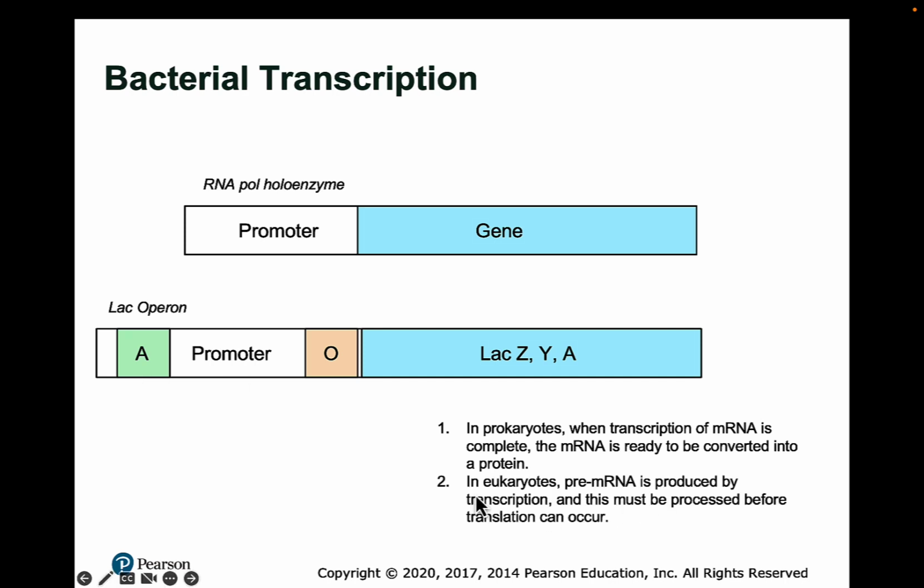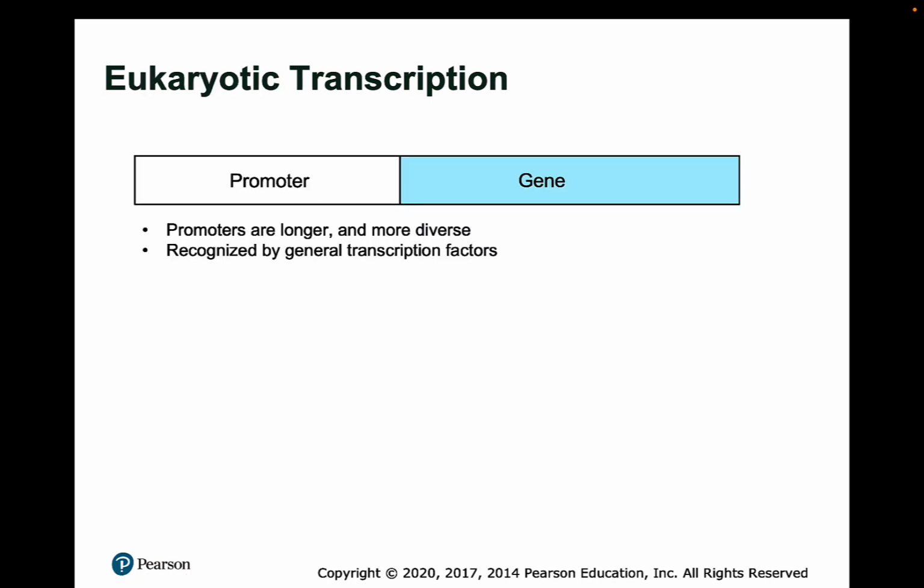So the first thing I'll talk about is that in eukaryotes, mRNA is not initially ready, and we call it pre-mRNA. And this is the first thing that's produced in transcription, and it must be processed before translation can occur. So let's just review really quickly some of the things we've talked about that are different in eukaryotic transcription. So the promoter regions are both longer and more diverse. Many more proteins can bind to the promoters, and they're recognized by general transcription factors.